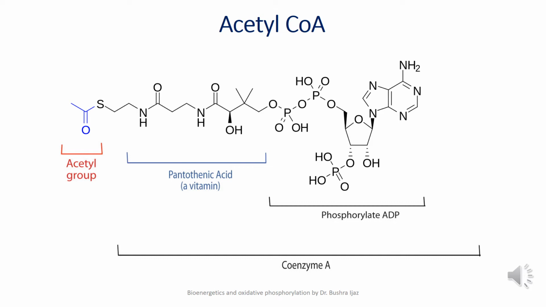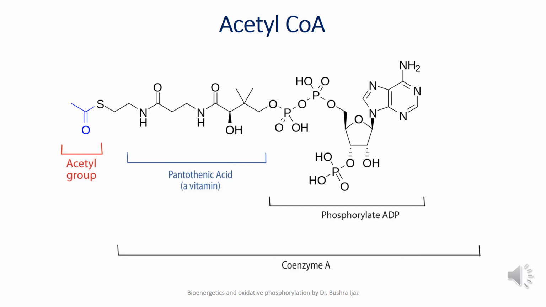The coenzyme A consists of a beta-mercaptoethylamine group linked to the vitamin pantothenic acid through an amide linkage, and a 3' phosphorylated ADP.